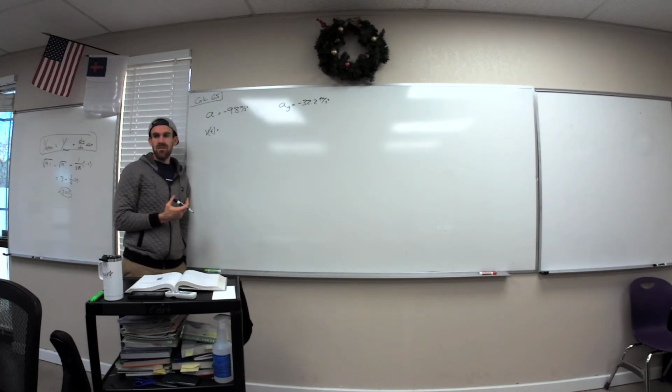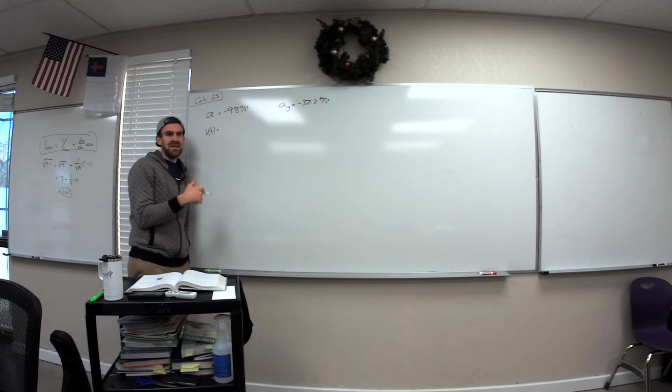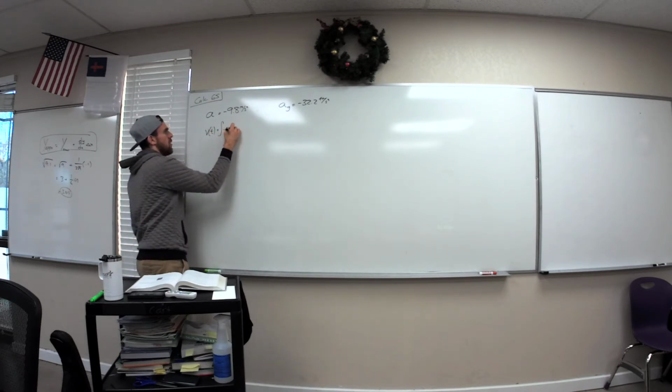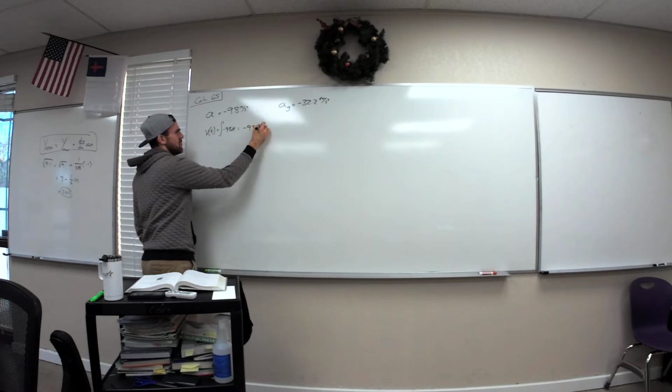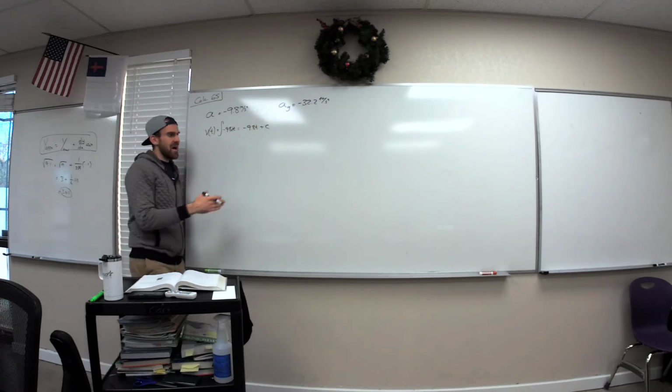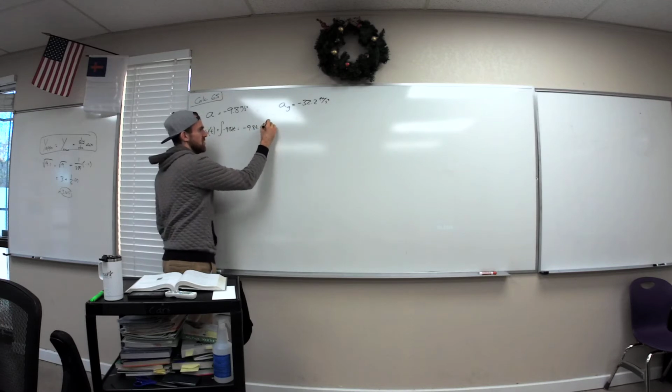How do I get velocity from acceleration? Antiderivative, the integral, right? Because the derivative of velocity is acceleration. So if I integrate this, I get negative 9.8t plus c. And that c we are actually going to call the initial velocity.